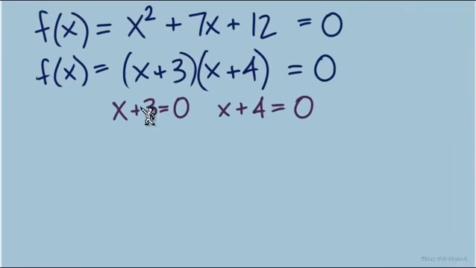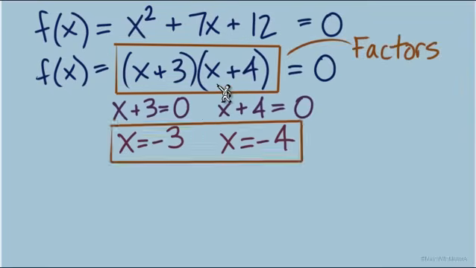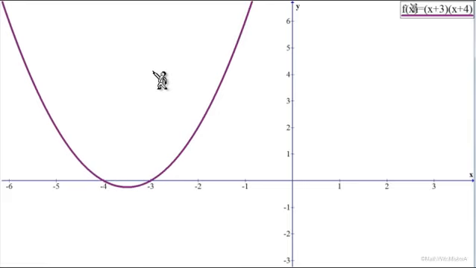We set each of these factors equal to 0 and solve. In this case, we have x equals negative 3 and x equals negative 4. We can see this relationship between the factors and the zeros of the function. And when we look at the graph of this function, we find x-intercepts at those zeros, negative 3 and negative 4. We also know this graph is going to be a parabola because we have a degree 2 polynomial.